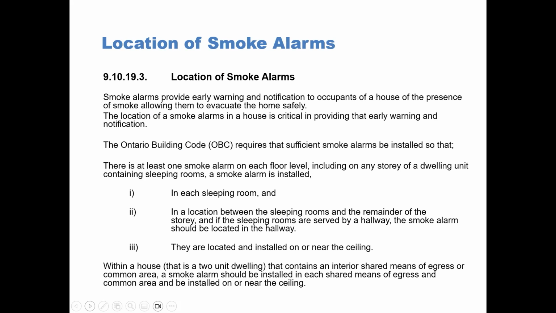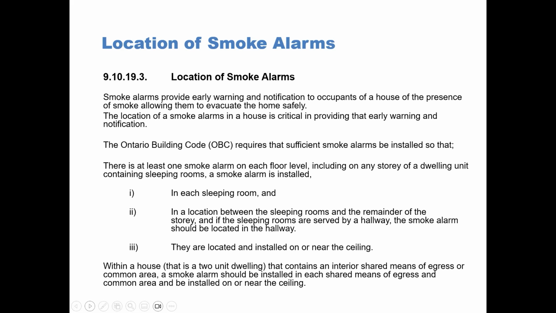Smoke alarms provide early warning and notification to occupants of a house of the presence of smoke, allowing them to evacuate the home safely. The location of smoke alarms in a house is crucial in providing that early warning and notification. The Ontario Building Code, OBC, requires that sufficient smoke alarms be installed so that there is at least one smoke alarm on each floor level, including on any story of a dwelling unit containing sleeping rooms.